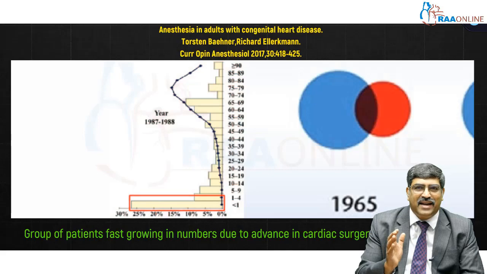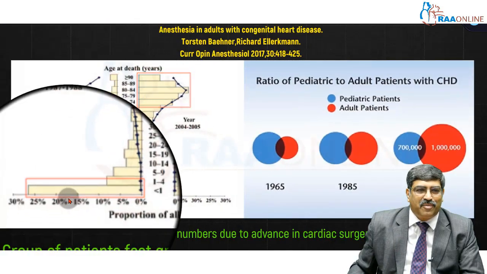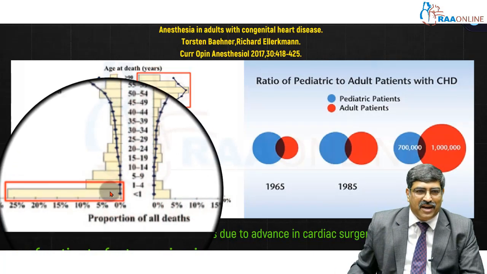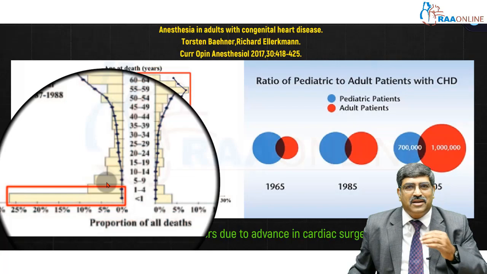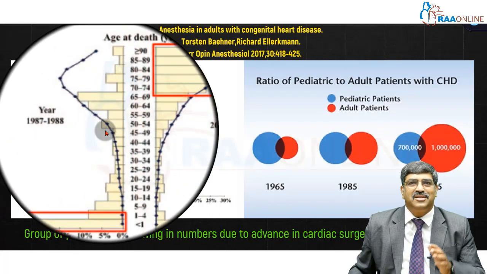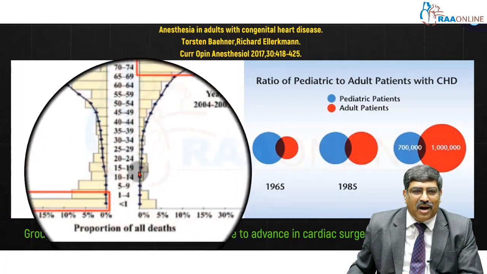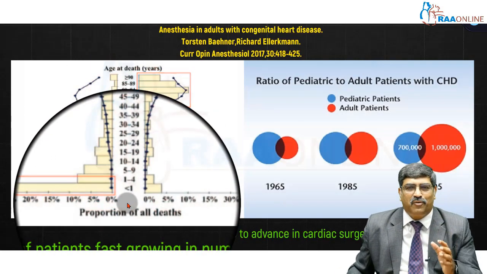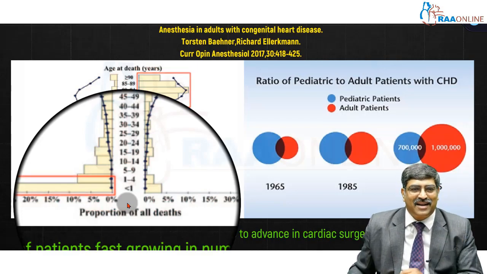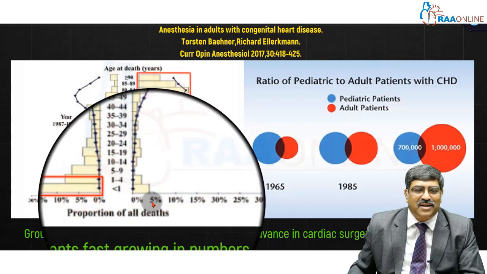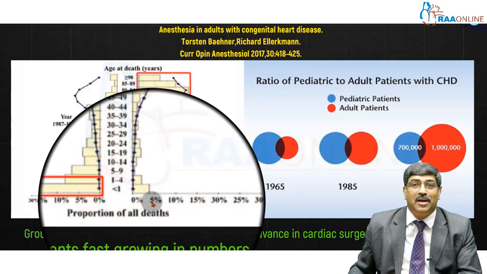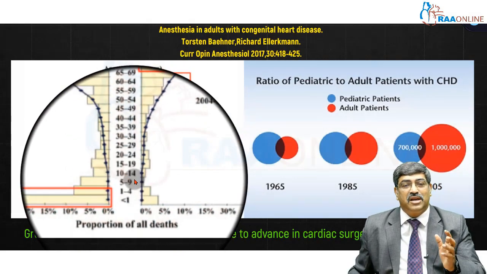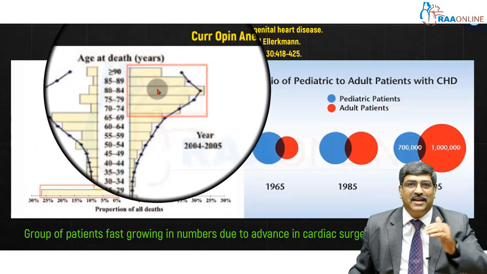Before the 1980s, you can see the mortality from congenital heart disease is around 28%. Since the mortality was very high, the number of children with congenital heart disease progressing to adulthood was very minimal. But after the 1990s and early 2000s, a lot of advancement happened in cardiac surgery and cardiac anesthesia, and you can see the mortality is reduced to around 3%. Because of this, the number of children with congenital heart disease progressing into adulthood drastically increased.